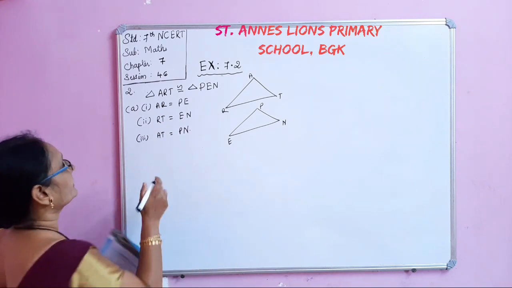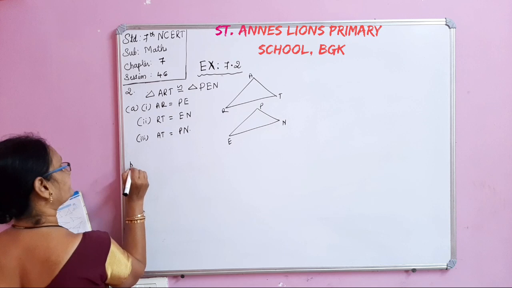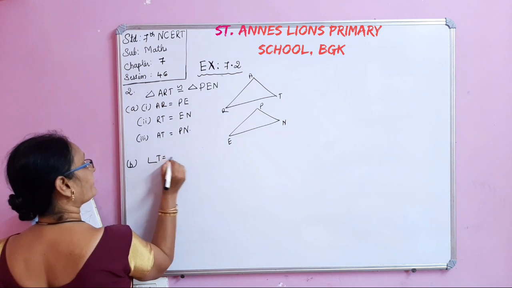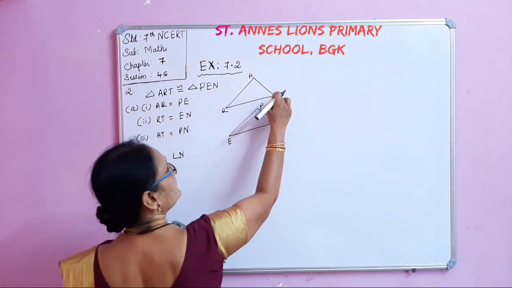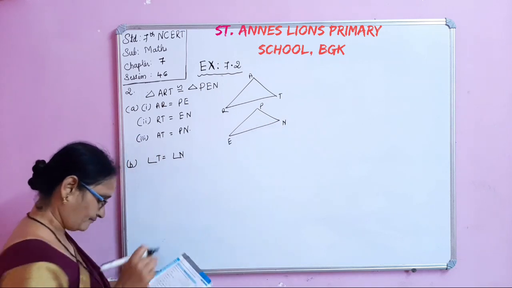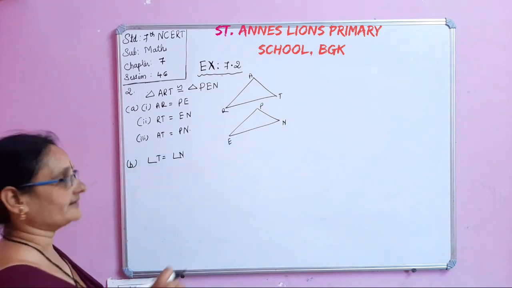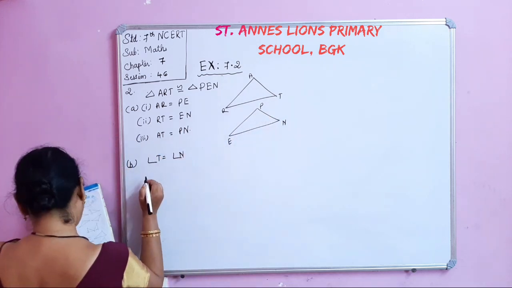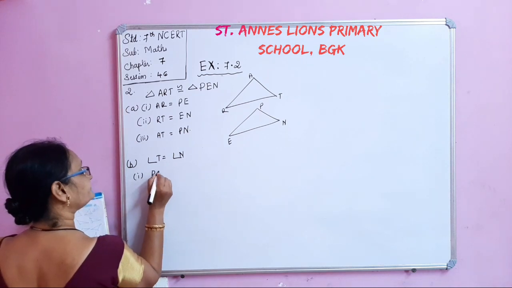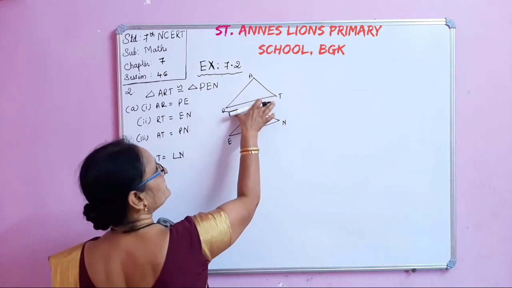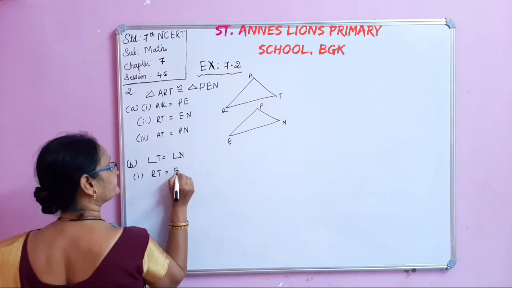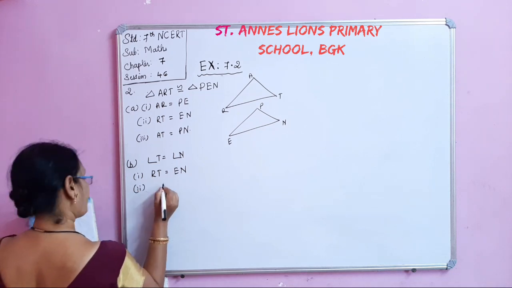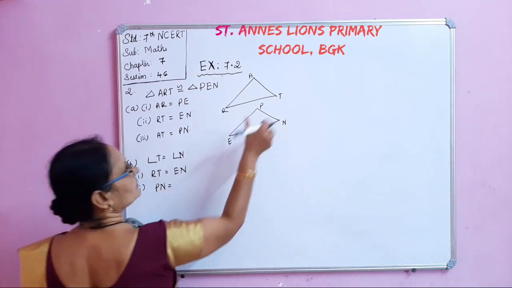Then for the same figure B, angle T is equal to angle N. Okay. Then RT and PN. This is angle. Angle means two sides they have given. Which sides they are? RT. RT must be equal to EN. Then second one, PN must be equal to AT.